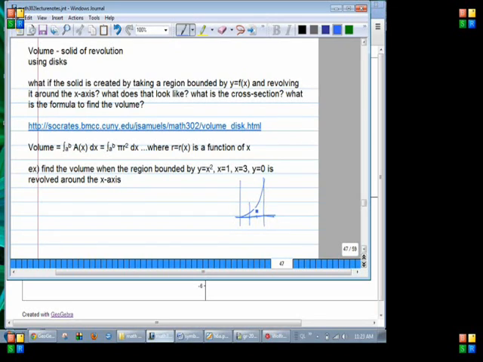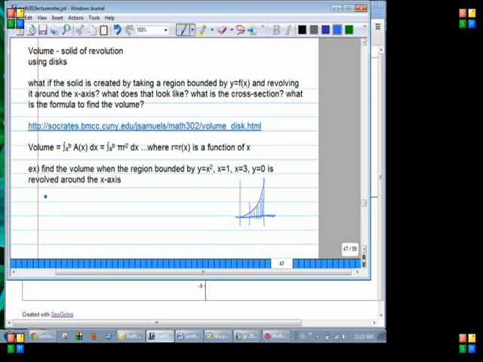So what we want is that, so that's the region that we're talking about. And we revolve it around the x-axis.